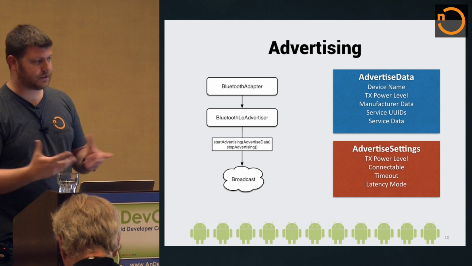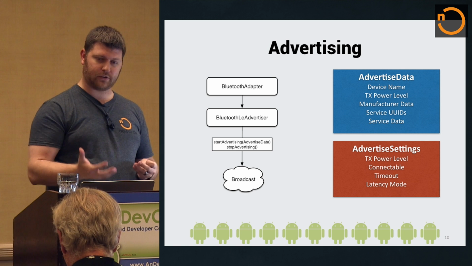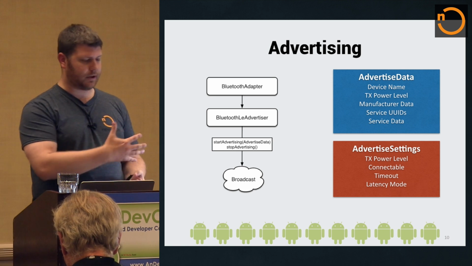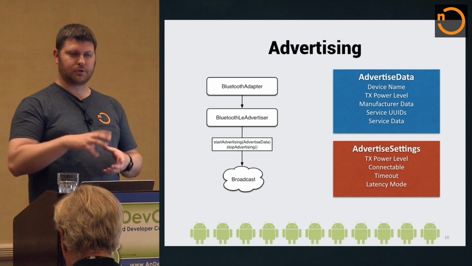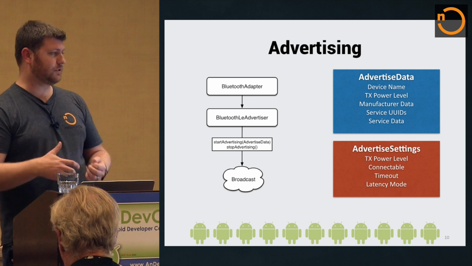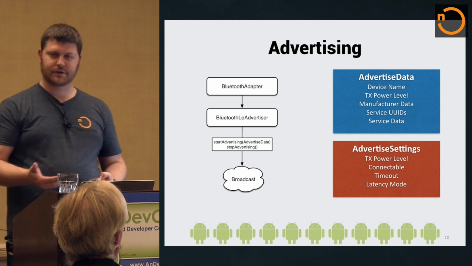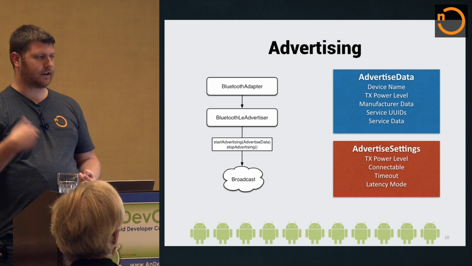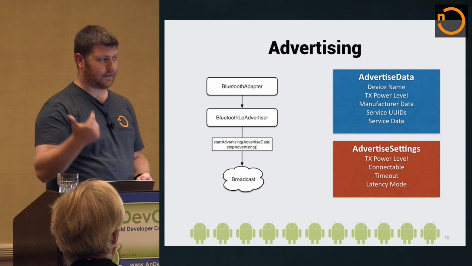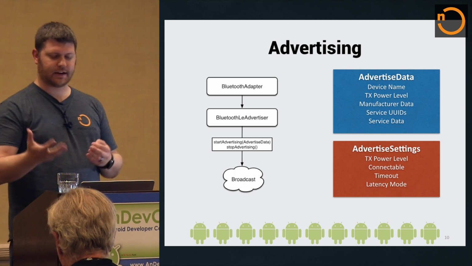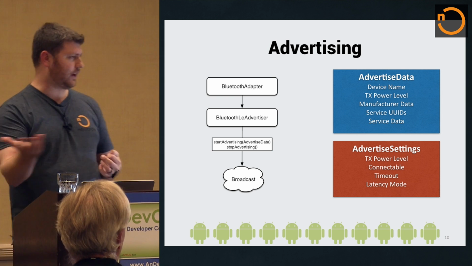All right, so advertising, this is some of the new stuff from Lollipop. So if you have a device that supports advertising, checking with that method that we mentioned earlier, you can get an instance of BluetoothLeScanner's cousin, the BluetoothLeAdvertiser, again from the adapter. And BluetoothLeAdvertiser allows you to start an advertisement using two pieces of information, the advertise data and the advertise settings. The advertise data is essentially the packet that you want to transmit from this device as the advertisement.